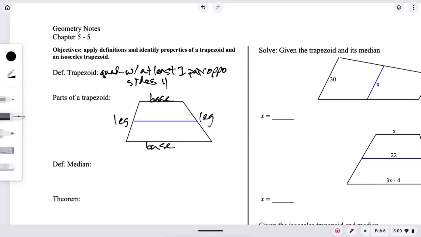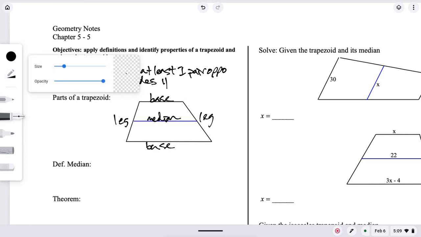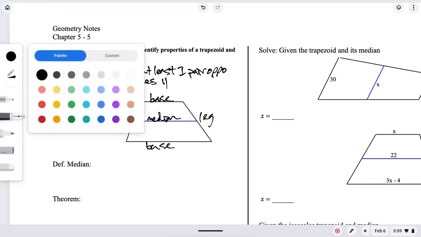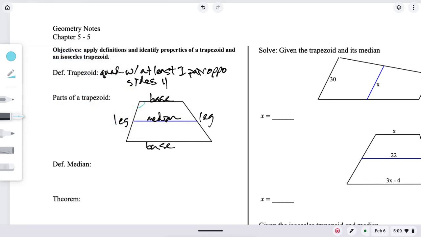The midpoints of those legs could be connected with a median. Otherwise, you have four base angles. All right, so if I switch colors here, actually I meant to. This angle, this angle, this angle, and this angle, none of which have to be congruent right now because this is not an isosceles trapezoid, so that'll happen here in a second, but all of those are just considered base angles. All right, so then median has a definition.